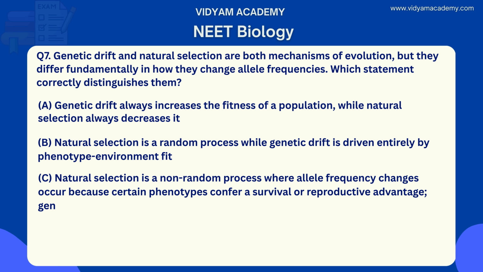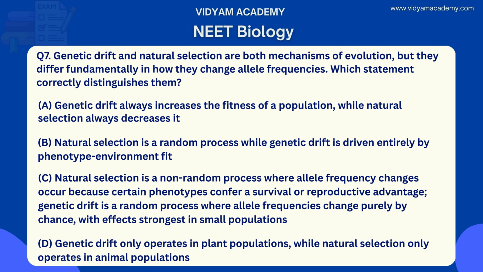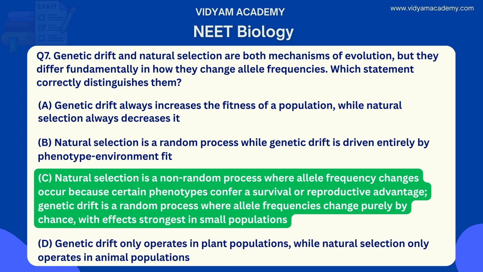Option C. Natural selection is a non-random process where allele frequency changes occur because certain phenotypes confer a survival or a reproductive advantage. Genetic drift is a random process where allele frequencies change purely by chance, with effects strongest in small populations. Option D. Genetic drift only operates in plant populations, while natural selection only operates in animal populations. What is the right answer? Yes, the right answer is option C. Let's go for the explanation.